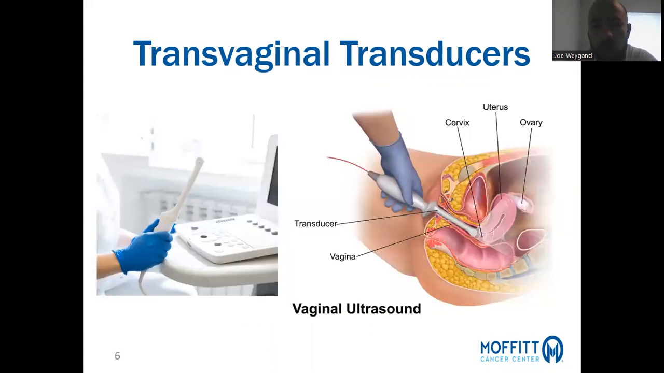You can also perform ultrasound within the orifices of the body. Shown here is a common application, transvaginal ultrasound. Here the transducer is placed in the vagina, and it's useful for imaging vaginal tissue, also the cervix, the uterus, and the ovaries as well.